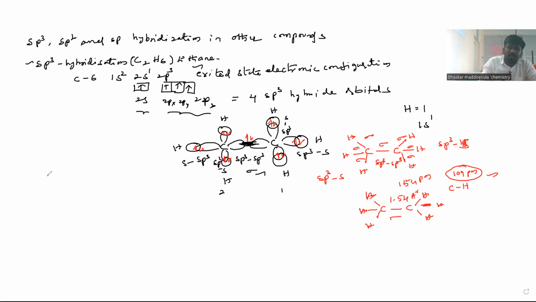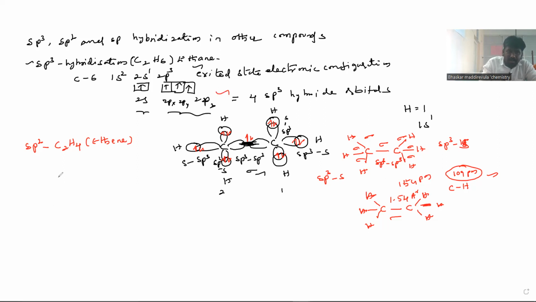Now, in the same way, let's look at sp2 hybridization. For explaining sp2 hybridization, I am taking the molecule C2H4. This is the ethene molecule. Here also we have two carbon central atoms. They possess the same excited state electronic configuration.